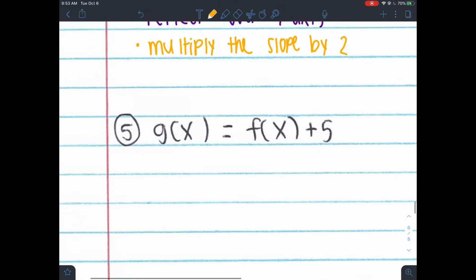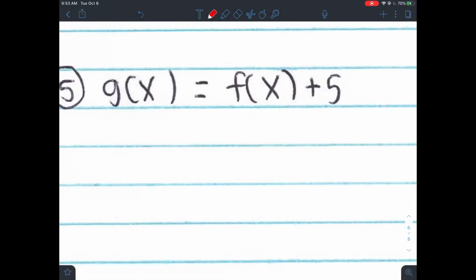Starting with number 5, sorry if you hear much background noise, there are people in the hallway because it's passing period.